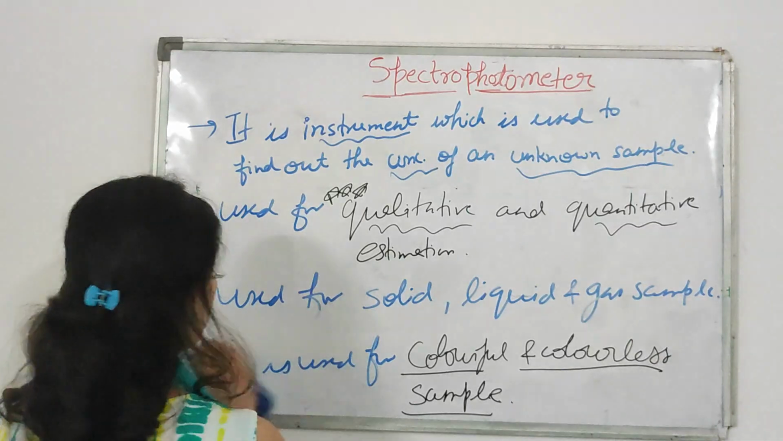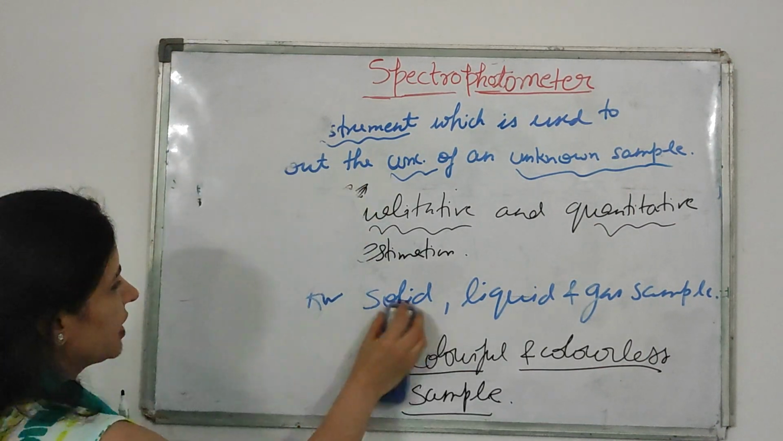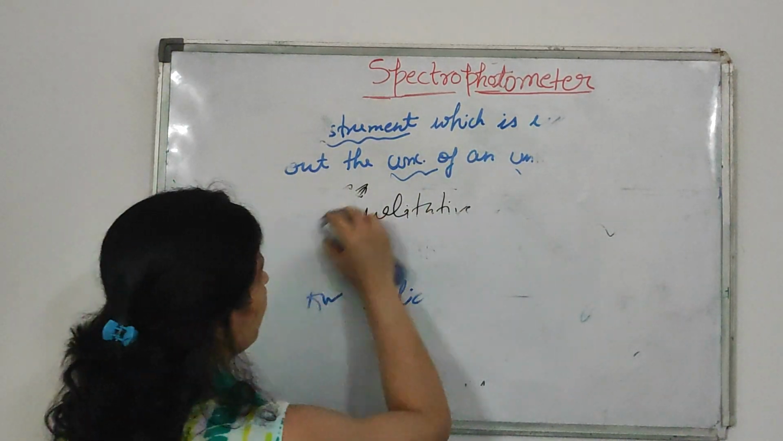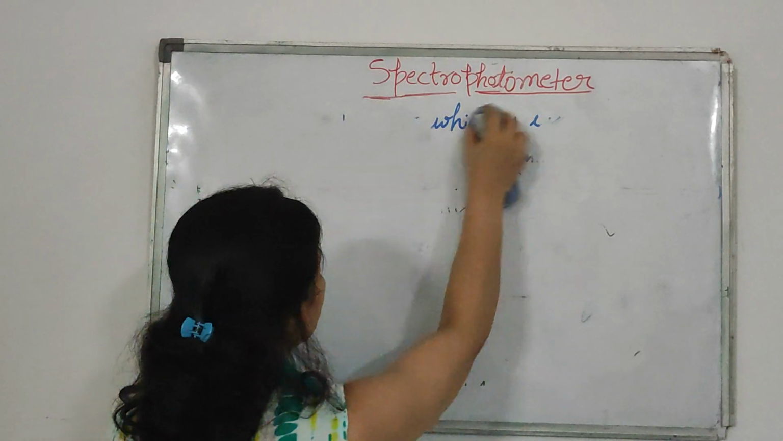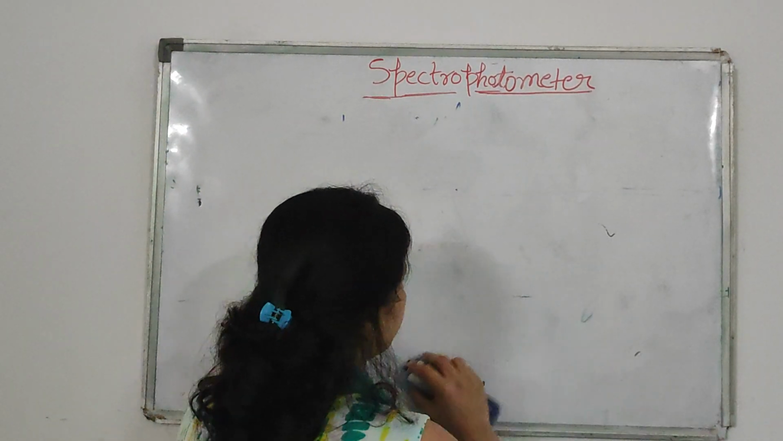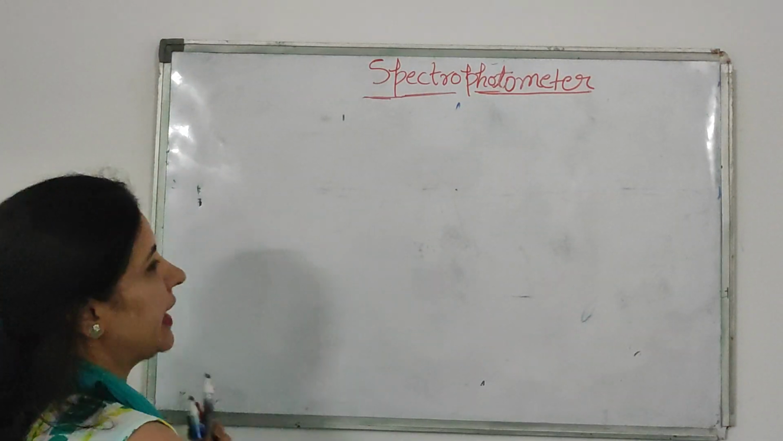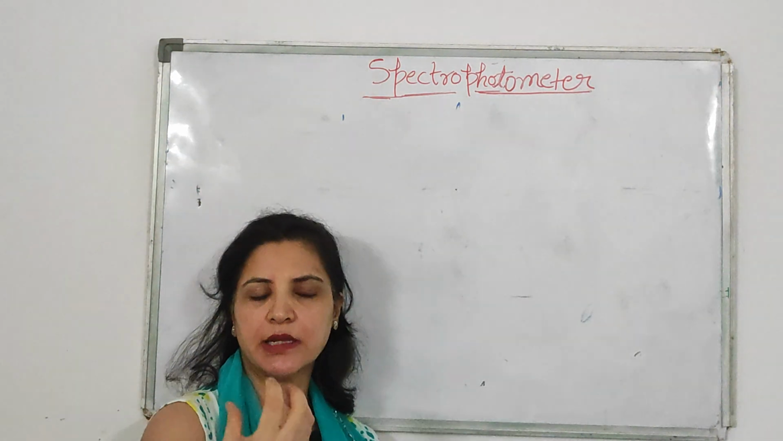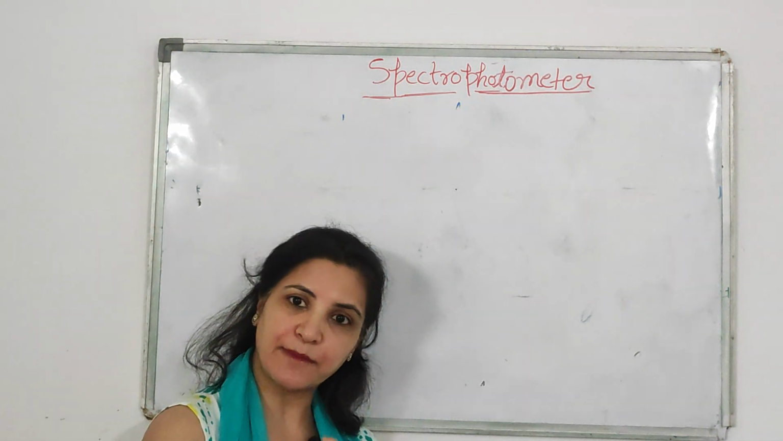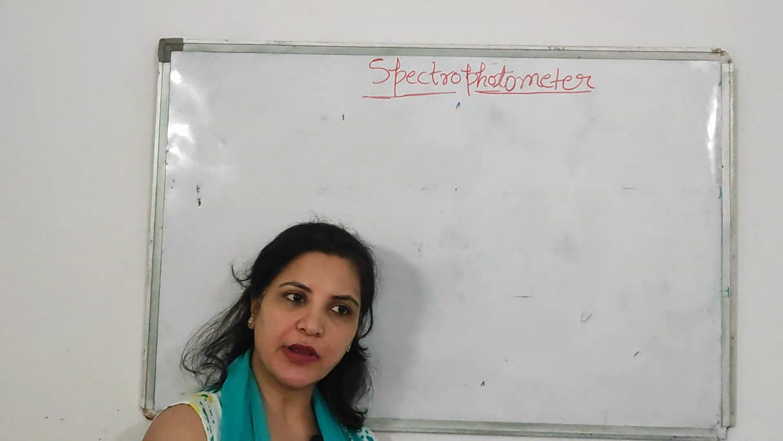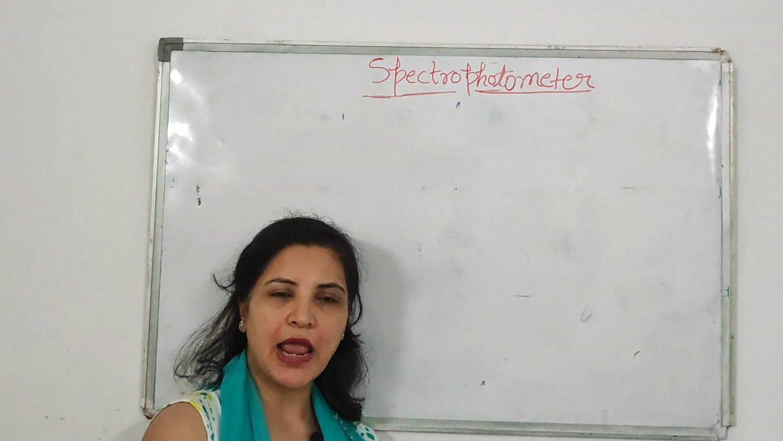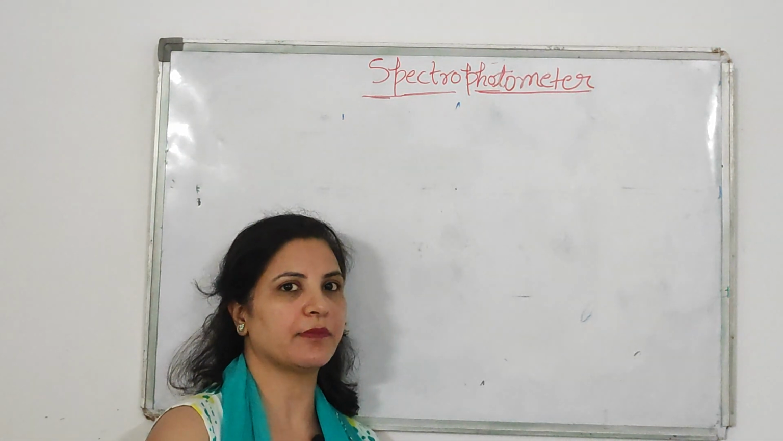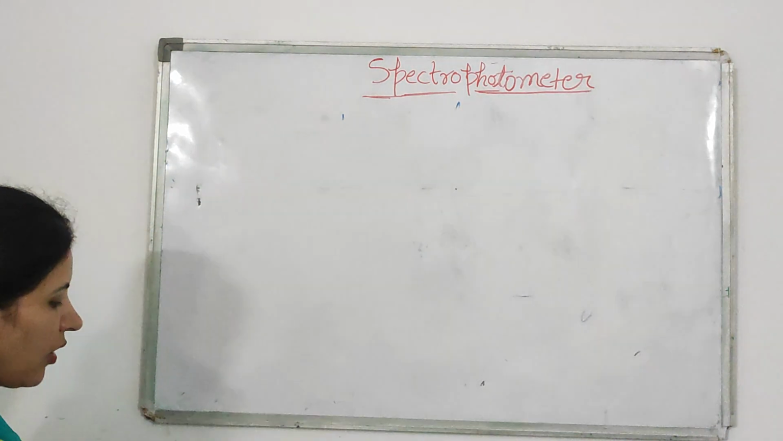Okay. Now comes the principle. What is the principle on which this spectrophotometer works? Every substance has a property that it can absorb light of a particular wavelength. This is the property of every substance. If it absorbs light of a particular wavelength, then by measuring the intensity of that light, you can measure the concentration of a known sample. Similarly, the spectrophotometer's principle is based on this.